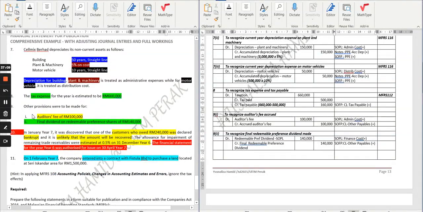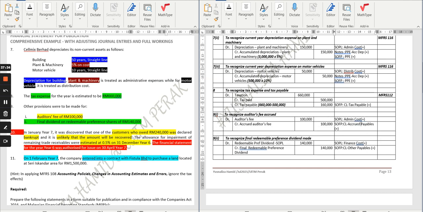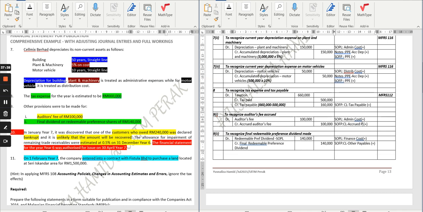The next item is auditor's fee. This item, yellow highlighter here, auditor's fee 100,000. This is in accrued expenses. Debit auditor's fee 100,000. Credit accrued audit fees 100,000, which should be under admin costs. You can also put that under other payables, or you can put it here as the accrued audit fees.